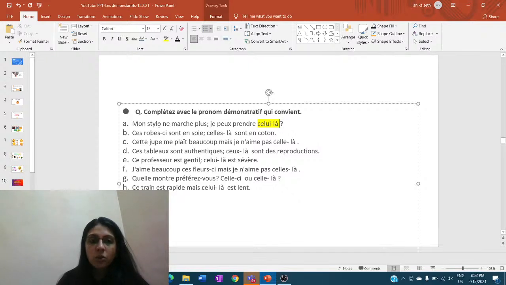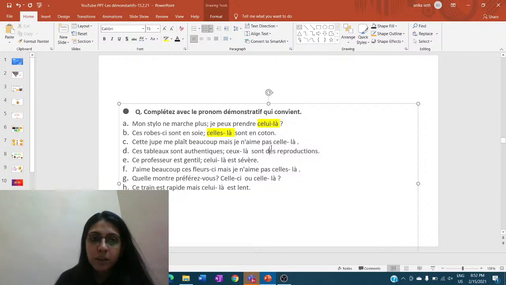Ces robes-ci sont en soie, celles-là sont en coton. These dresses here are of silk, the ones there are of cotton. So there is a comparison between two types of dresses. The ones here are of silk, the ones there are of cotton.